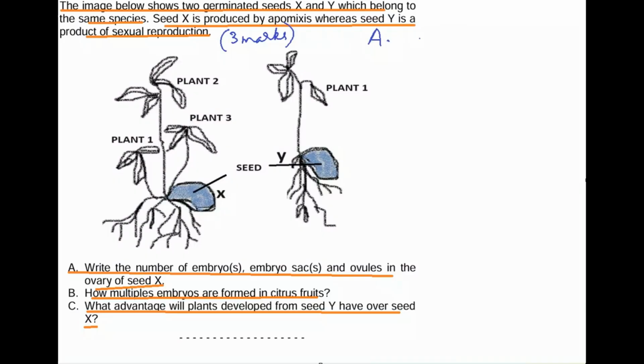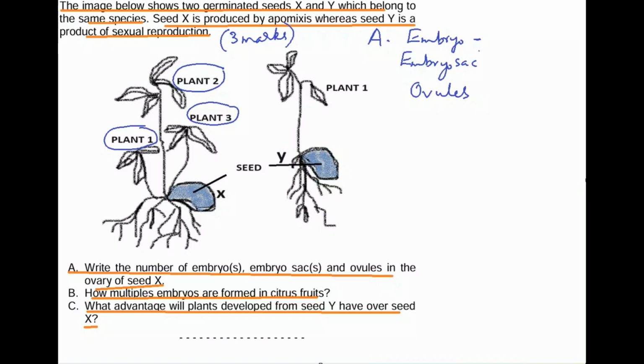So the A part of the question, embryo sac need not be 3, because in one embryo sac itself, due to polyembryony, there can be 3 embryos. So embryo sac will be 1. Ovules, the seed here is only 1, so ovule also 1.